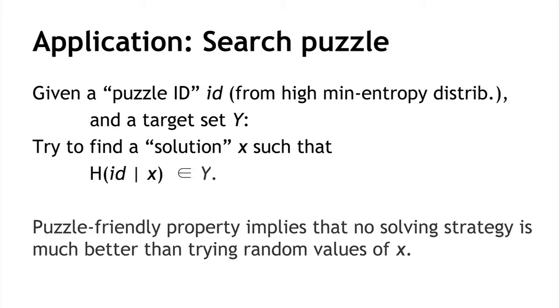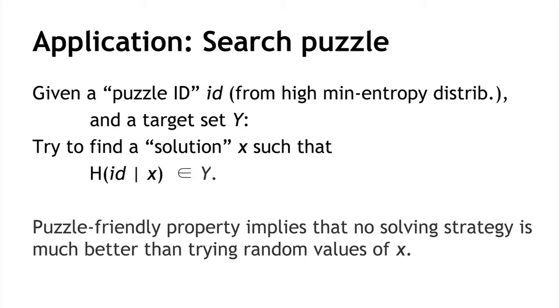And the puzzle-friendly property here implies that there's no solving strategy for this puzzle which is much better than just trying random values of x. And so if we want to pose a puzzle that's difficult to solve, we can do it this way, as long as we can generate puzzle IDs in a suitably random way. And we're going to use that later when we talk about Bitcoin mining. That's the sort of computational puzzle we're going to use. Okay, so we've talked about three properties of hash functions and one application of each of those.